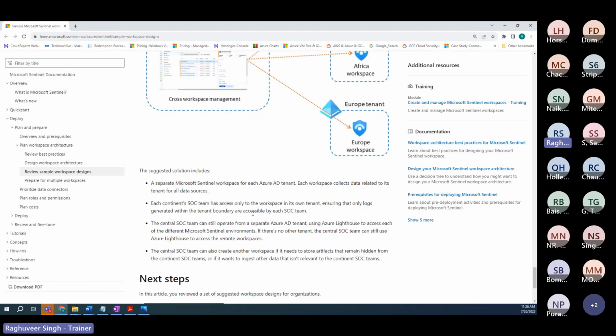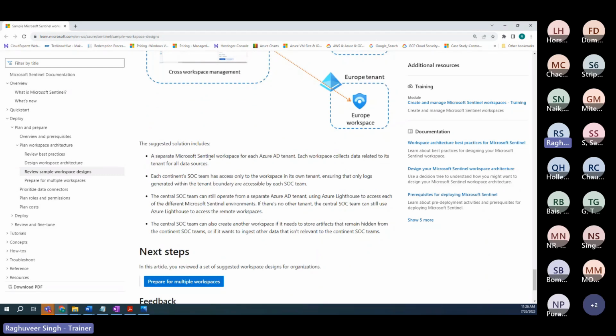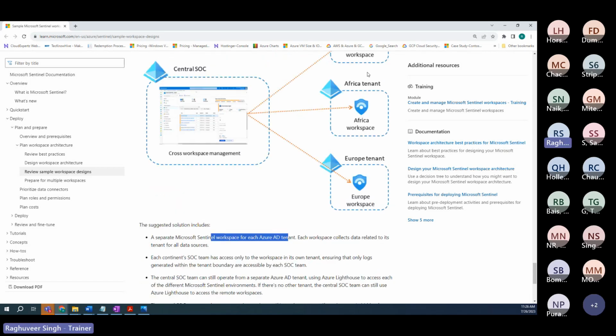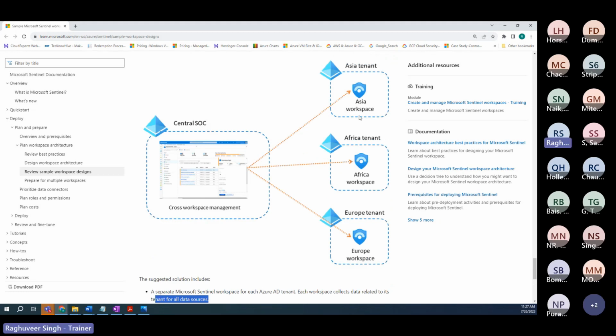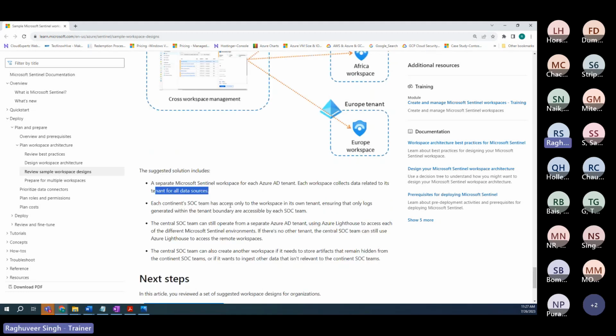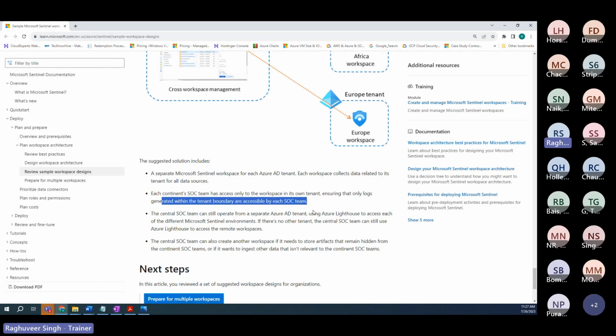Now it should be written here somewhere. The suggested solution includes a separate Microsoft Sentinel workspace for each Azure AD tenant. So you can see that for each tenant, there's a Sentinel, there is a separate workspace. Each workspace collects data related to its tenant for all data sources. Same is the case with Africa and Asia. Then each continent SOC team has access only to the workspace of its own tenant, ensuring that only logs generated within the tenant boundary are accessible to the SOC team.